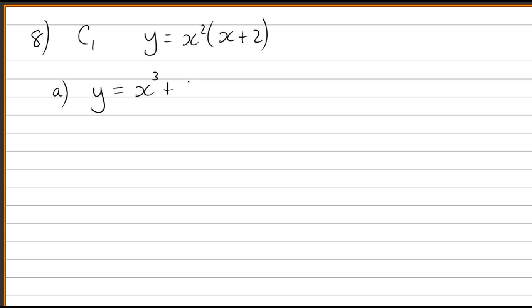Question number 8. We are told that the curve C1 has the equation y equals x squared all multiplied by x plus 2. In part A we are asked to find dy by dx. So let's just expand our function first. We've got y equals x squared times x, which is x cubed, plus 2x squared. So dy by dx equals 3x squared plus 4x.